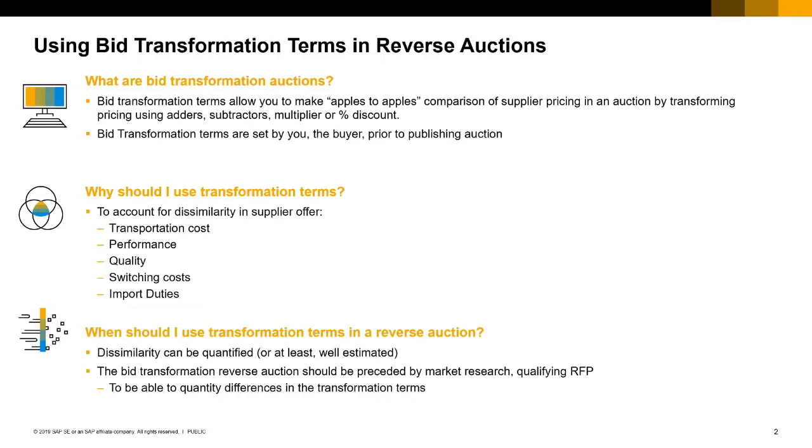Bid transformation terms can come in the forms of numeric adders, subtractors, multipliers, and percent discounts, although the latter are more common in total cost auctions, another type of advanced auction. These adders, subtractors, and multipliers, defined by you, the buyer, can be used to account for factors like transportation and logistic costs, performance, quality, taxes, and duties, elements that may not be fully captured in supplier-provided pricing.